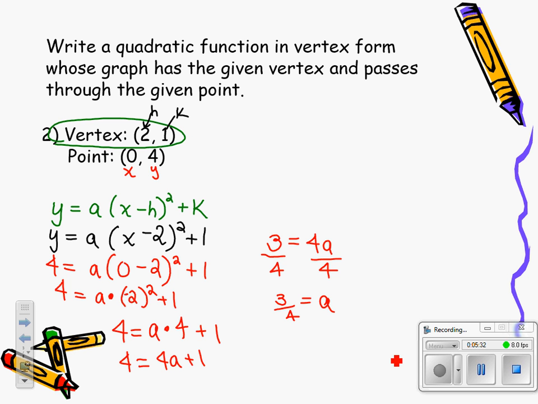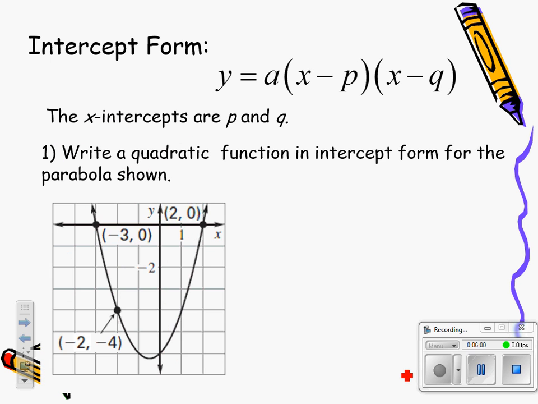And so I go back up to that equation where I have the vertex h and k in. I take out the a, and I put my new a there, which is 3/4. So just a little bit of algebra and knowing where things get plugged in. Otherwise, this isn't too bad. Okay, let's go ahead and work on the intercept form.